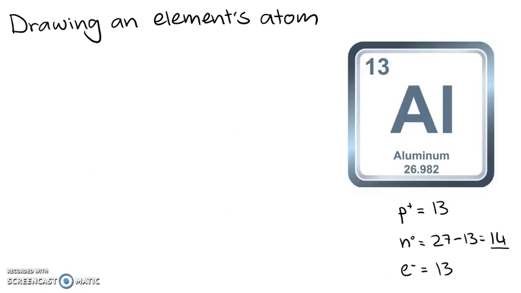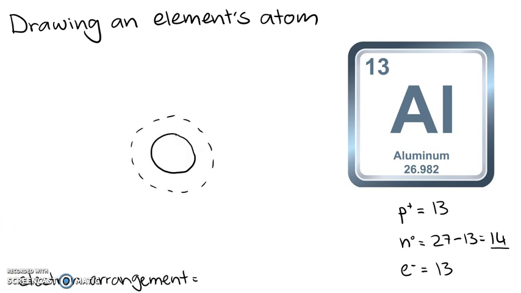Now it's your turn. Pause the video and have a go at drawing the aluminium atom. The number of protons, neutrons, and electrons have been calculated already. You just need to draw it and work out the electron arrangement. All right, let's go through it together.